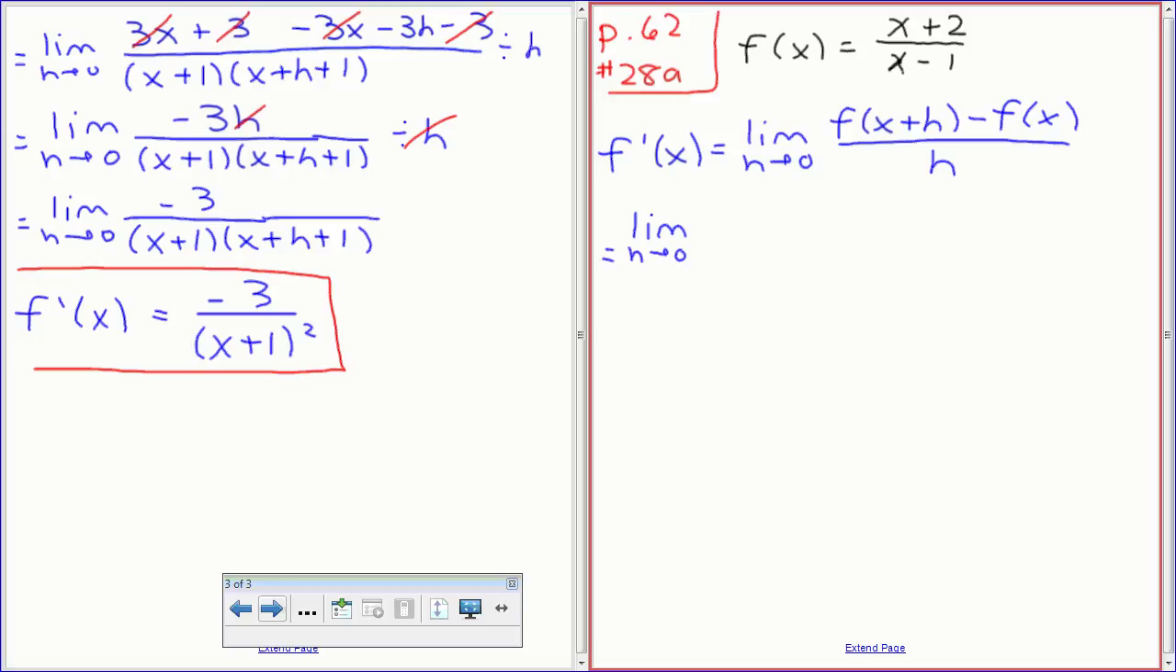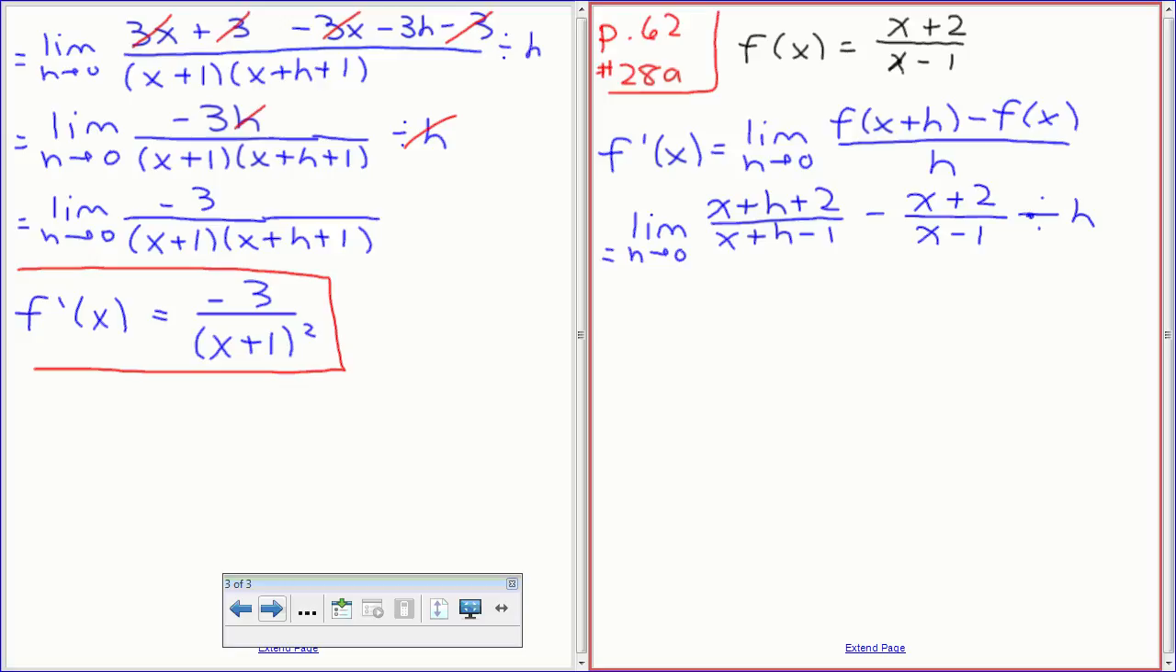Okay, I'll do this for you guys. Everywhere you see an x in the original function, x plus h is going to replace it. So it's going to be x plus h plus 2 all over x plus h minus 1. Right, so it's the original function, and then just x plus h replacing x. And then minus x plus 2 all over x minus 1, divided by h. Okay?